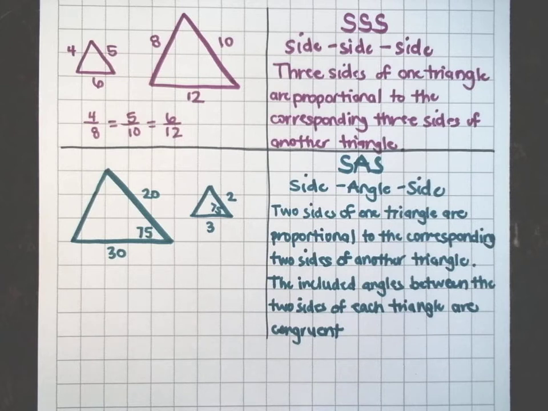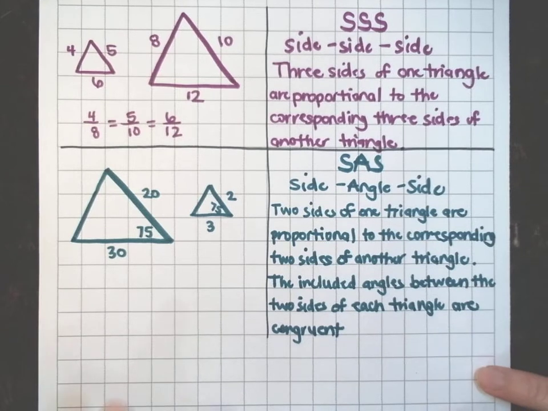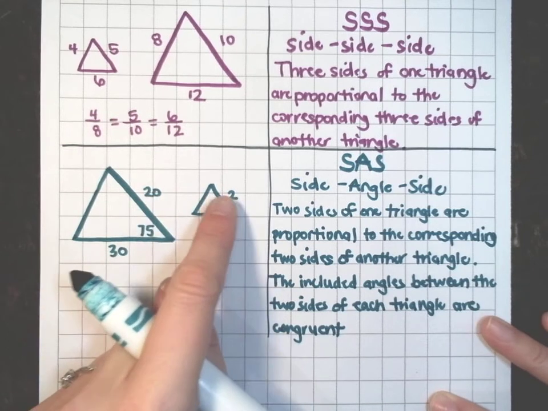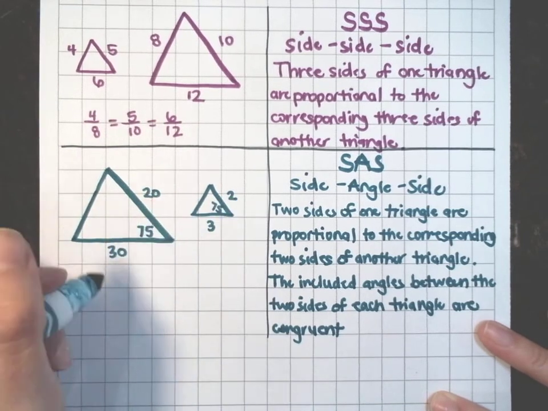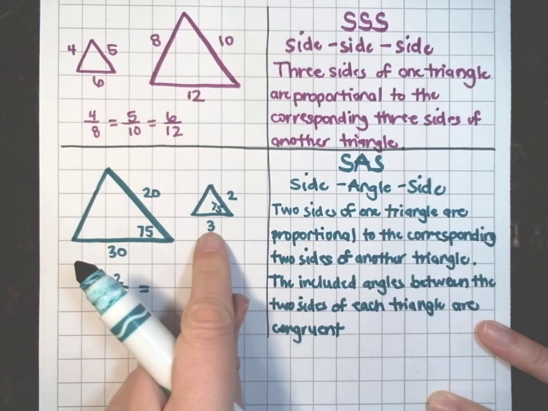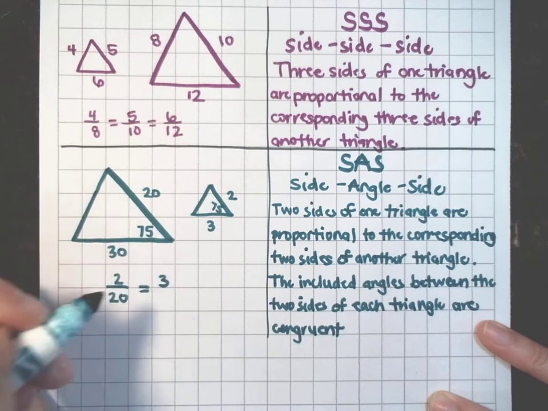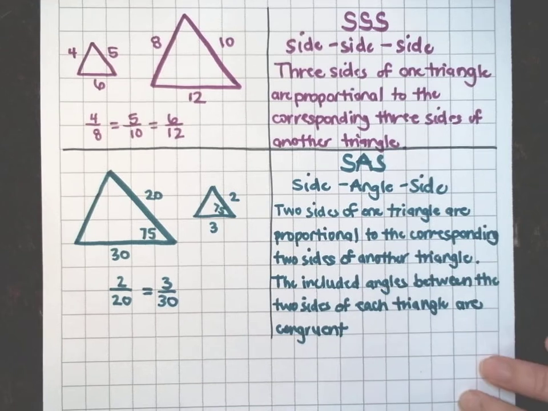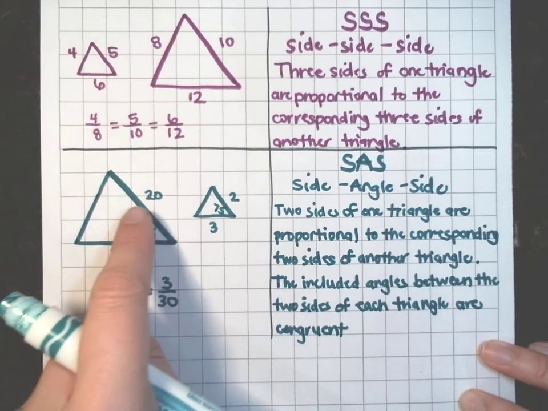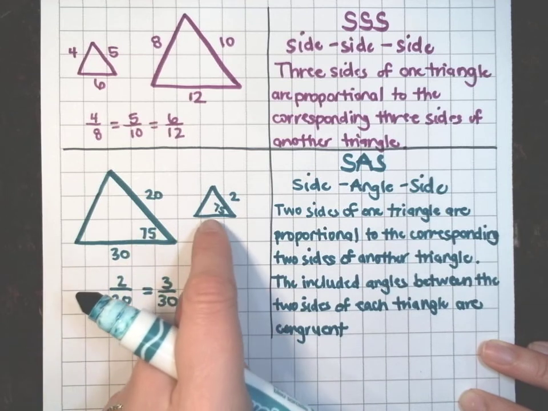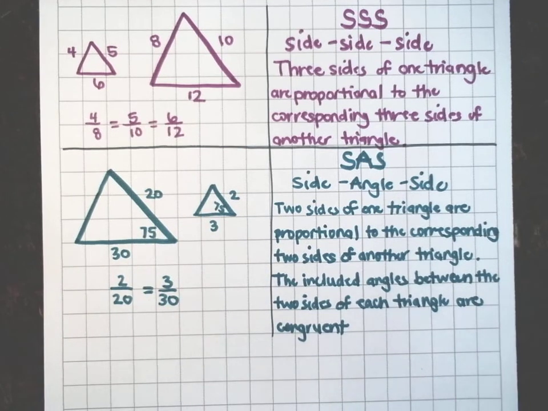Okay, so for side angle side, we have the two sides are proportional. So for the two corresponding sides, 2 to 20 is proportional to 3 to 30. And then the angle in between those two sides are congruent. This one's 75 and this one is 75. So we know then that those are similar triangles.